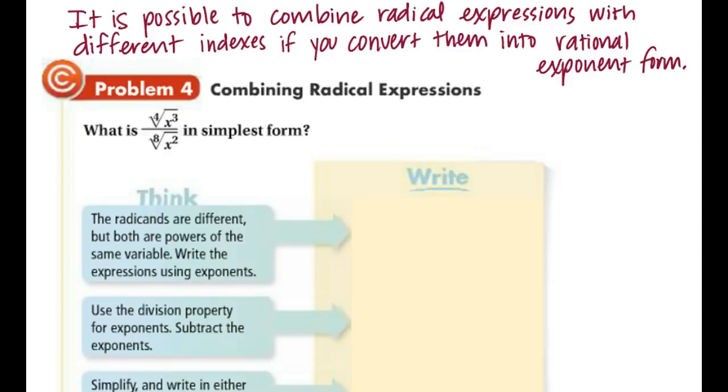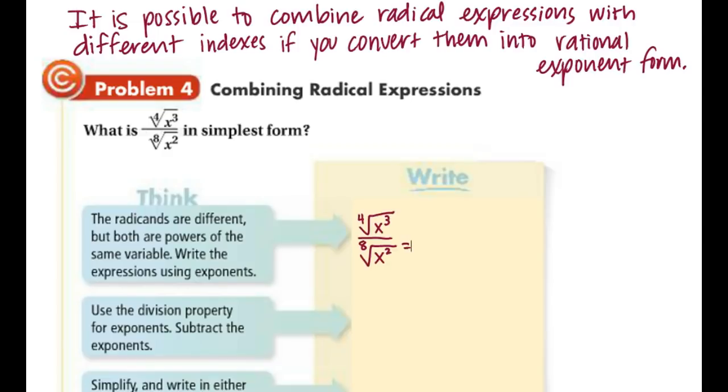Recall from section 6.2 that when we were simplifying products or quotients involving radical expressions that had different indexes, we were not able to do so. However, we can combine radical expressions with different indexes if we convert them into rational exponent form. And that's what we're about to do in example 4.